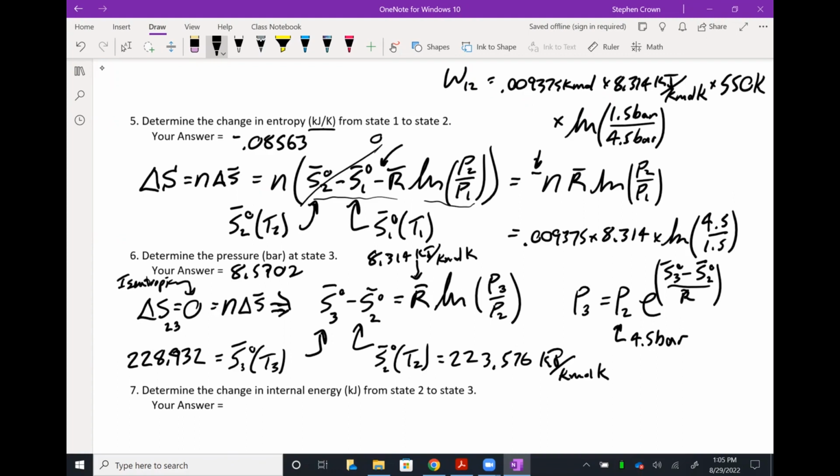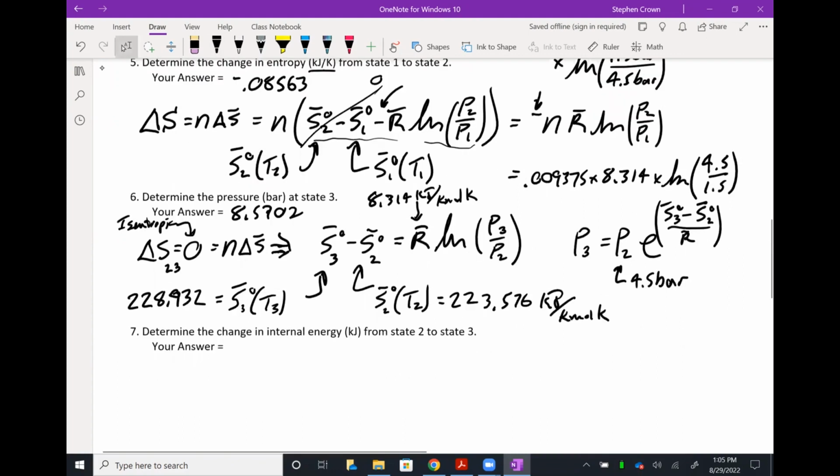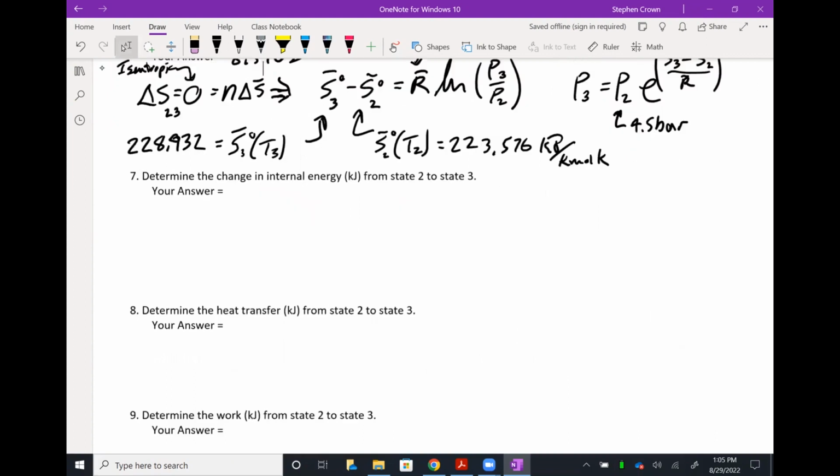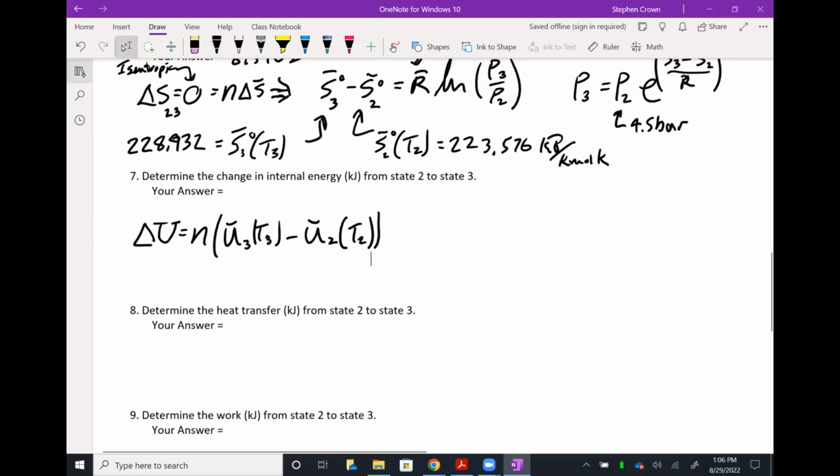Determine the change in internal energy from state 2 to state 3. So from state 2 to state 3 is our isentropic process. We know the temperatures, so we can find the change in internal energy. So we have delta U equals n times U3 bar, which is a function of T3, minus U2 bar, which is a function of T2.